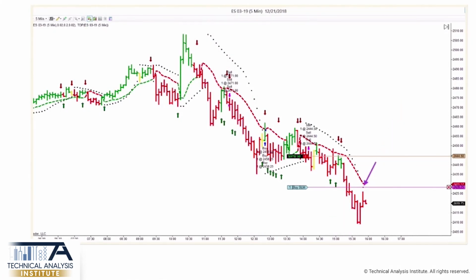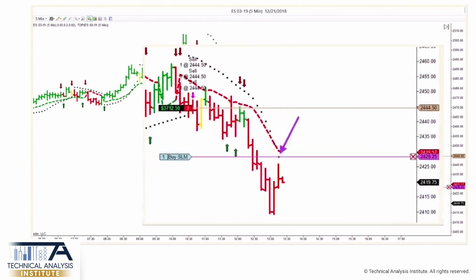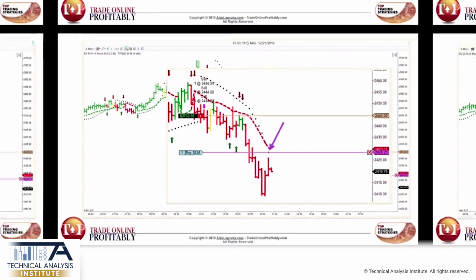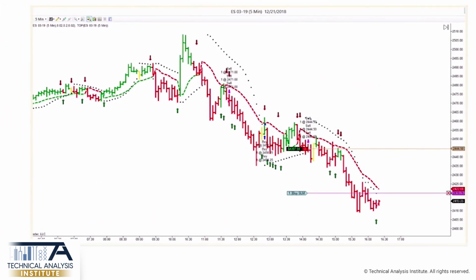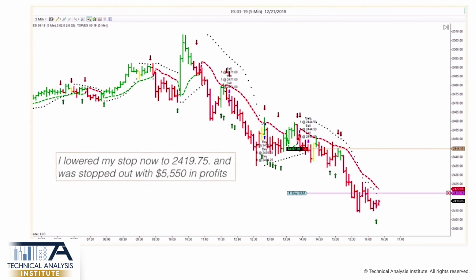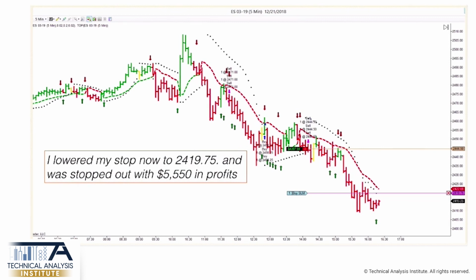The SAR was now very close to the high of the bar. There was a strong possibility I was going to be stopped out soon, but my stop was already at 24.28.25, locking in substantial profits. I was able to lower the stop further and lock in even more profits. However, the SAR was now so close to the bars that it was only a matter of minutes before it would take me out. I could lower my stop now to 24.19.75 and was stopped out with 5,550 in profits.